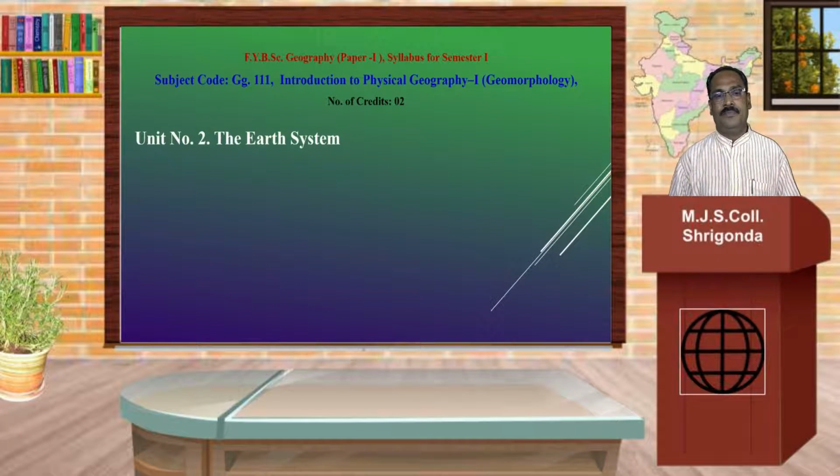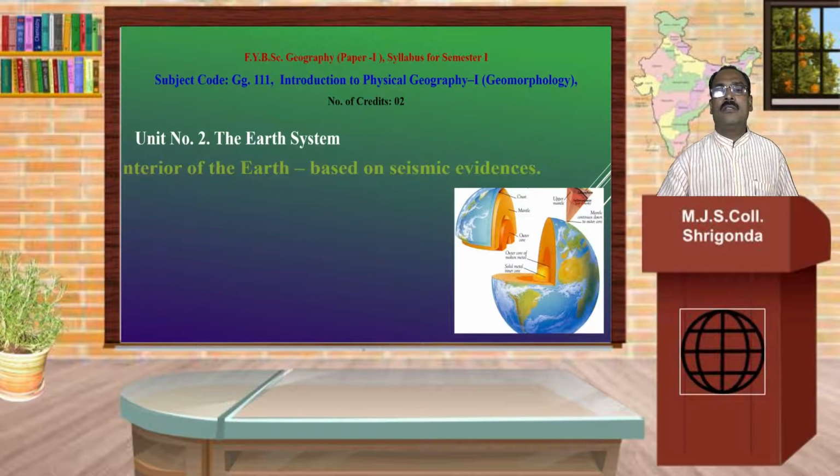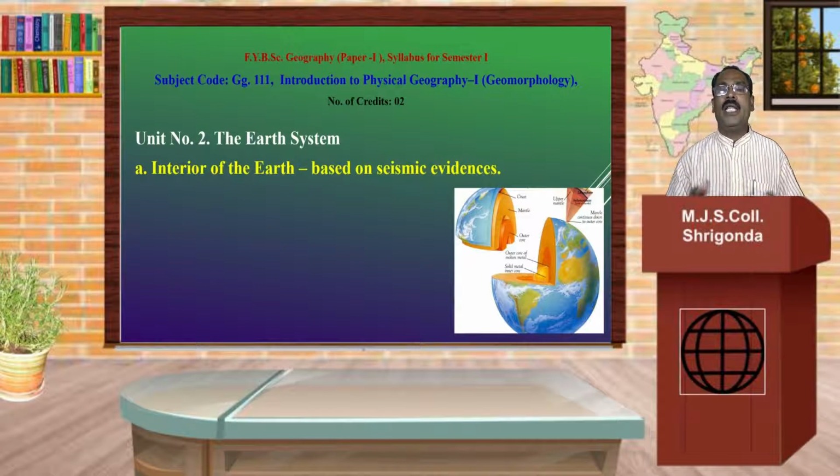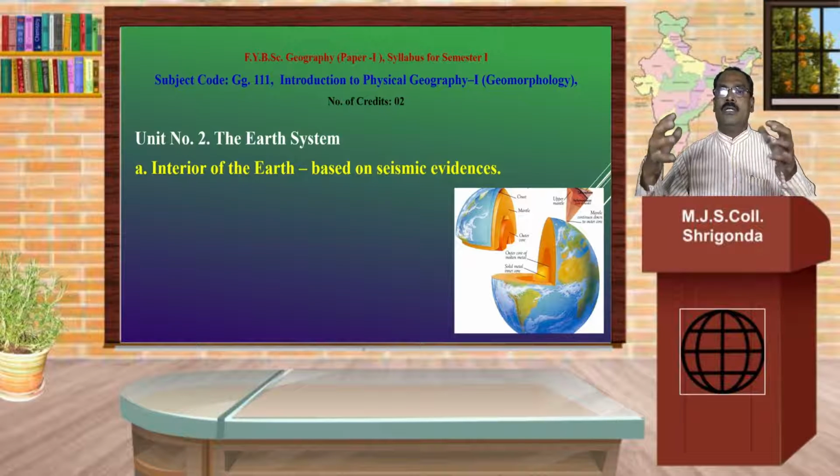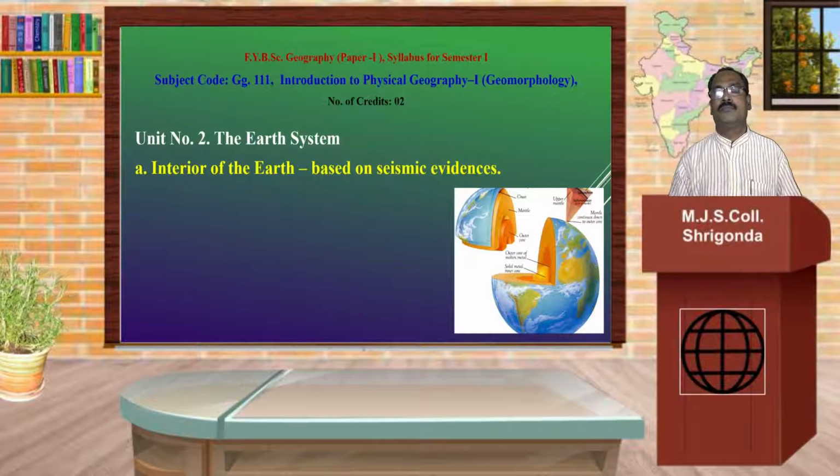Now the second chapter, we study the Earth system. Majorly 4 points are studied in the Earth system. The first point is the interior of the Earth, the structure and compositions of the Earth.